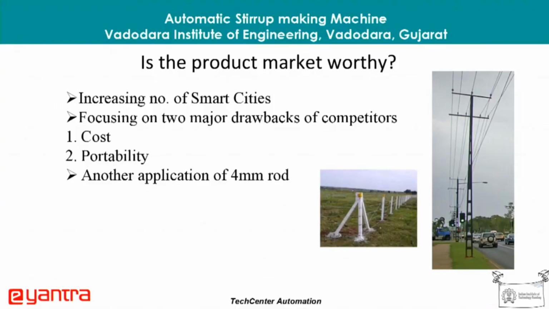Is the product market worthy? As we know, our product is related to construction. Every day smart cities are growing and construction is going on, and people are becoming more and more educated. In the mega city, builders and the people connected with construction are facing the problem of workers, so they definitely need automation. Because of that, we can say our product is market worthy.